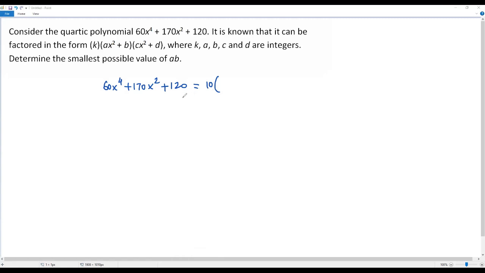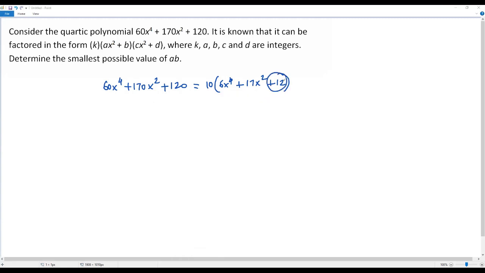When 10 is factored out, to get the terms inside the parentheses, we have to divide all the terms in this polynomial by the one I factored out, that is 10. When I divide by 10, I get 6x^4, then +17x^2, and then +12. Now we can treat this as a quadratic polynomial and get the factored form.